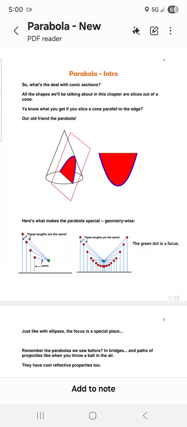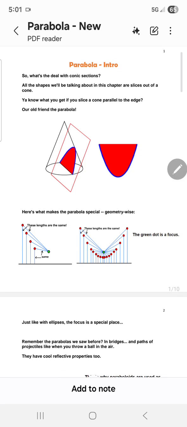All right, so we are now talking about the parabola. We've drawn parabolas forever. Anytime you have a quadratic, that's a parabola. So, how do we get a parabola when we're talking about conic sections? Well, if you take a cone and you slice it at a diagonal, you get a parabola.